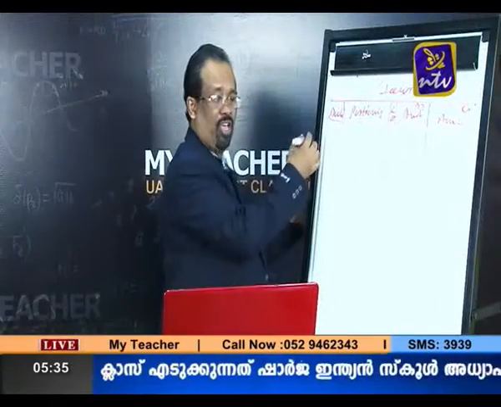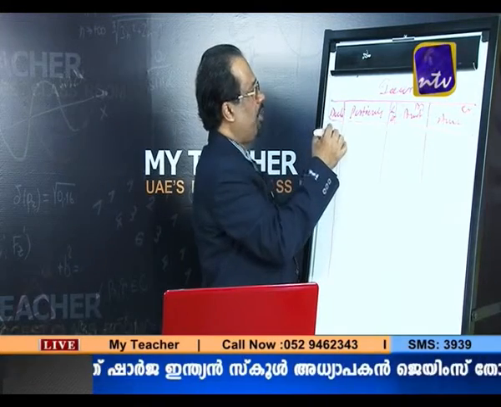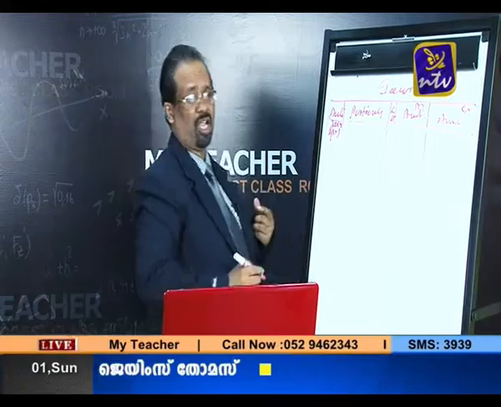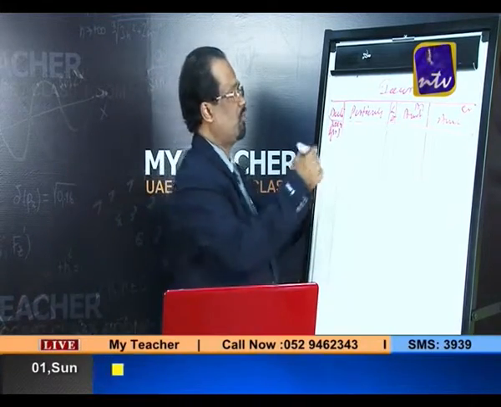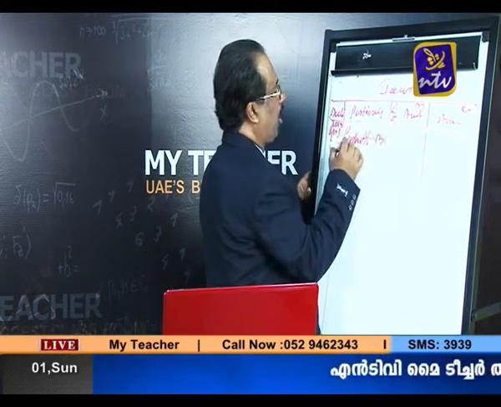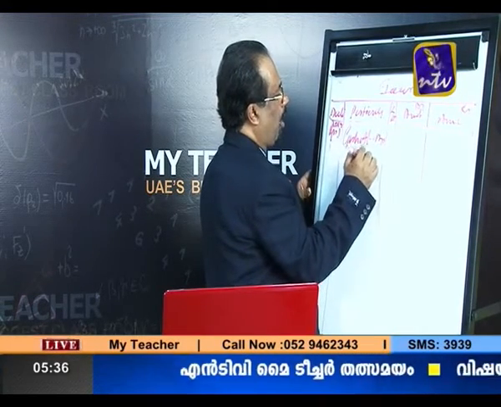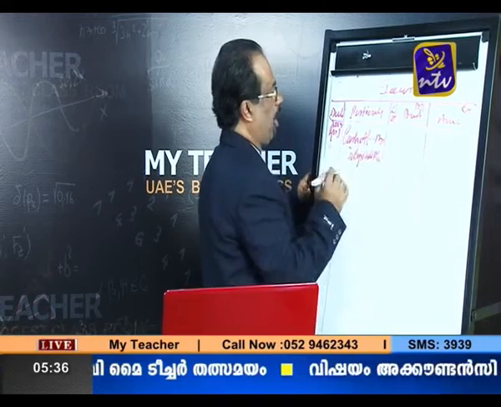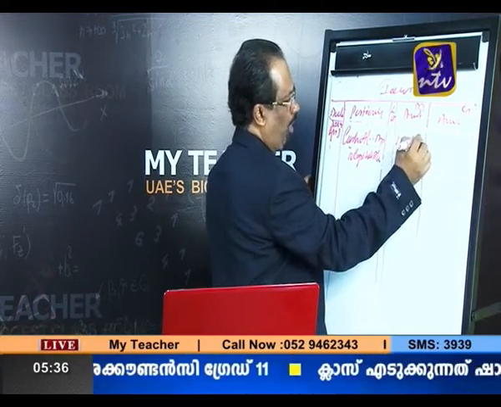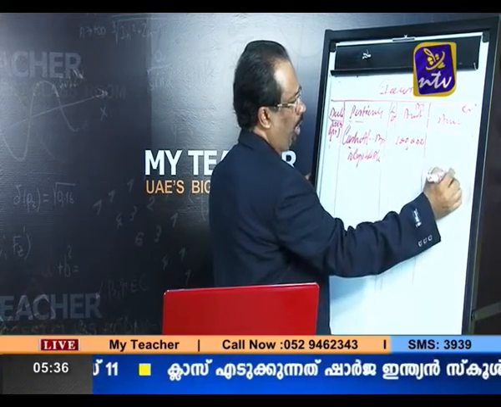Look here, we are putting the date: April 1st, 2014. The first entry is Kamal started business with cash. So the journal entry is cash account debtor to capital account. In the amount column, the debit column, you write 1 lakh, and here also you write 1 lakh.